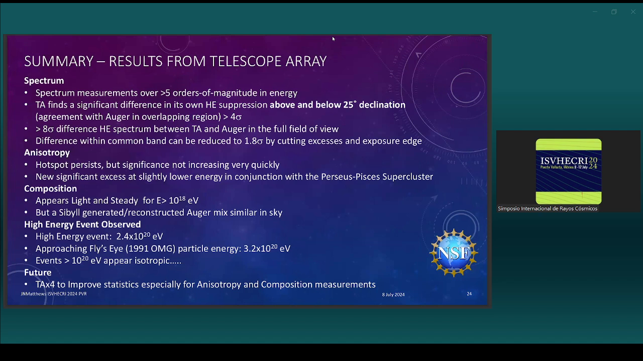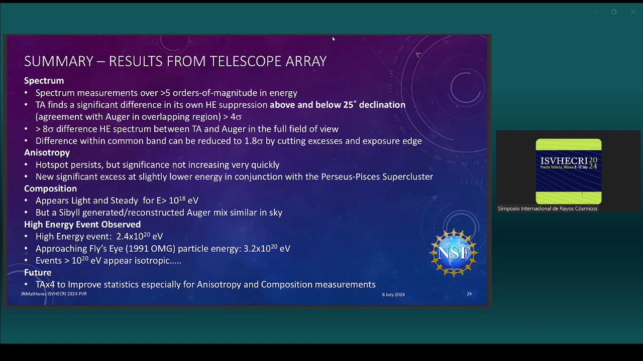Telescope Array measures the spectrum over more than 5 orders of magnitude in energy. We find a significant difference in the high energy spectrum above and below 25 degrees declination, sort of the common declination band. There's now an 8 sigma difference between the high energy spectrum observed by Telescope Array and Auger in the full field of view. And the difference in the common band can be reduced to less than 2 sigma by cutting out the data from the excesses and that exposure edge.